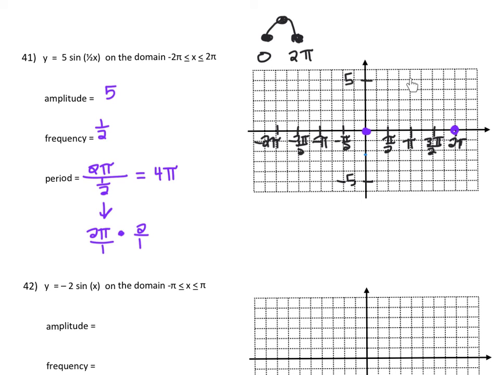We're going to be up here at the maximum of 5. Okay, so this is what it looks like from 0 to 2 pi. It's the first half of a sine curve. Now, let's think about it. If we wanted to graph on this side, would we bump up again? Is that how a sine curve works?